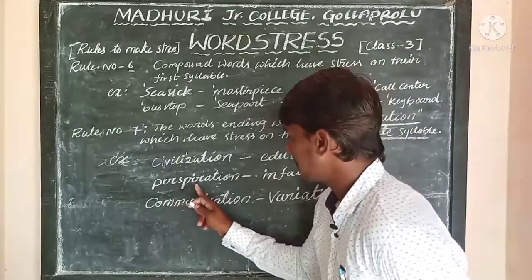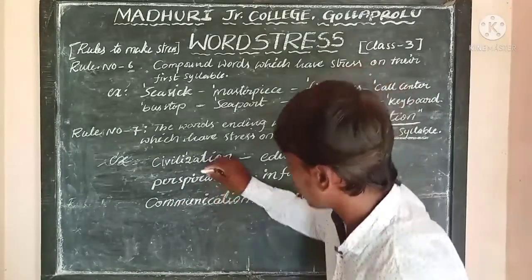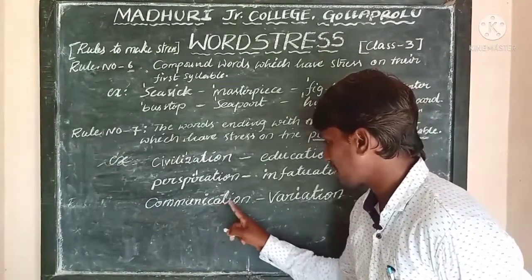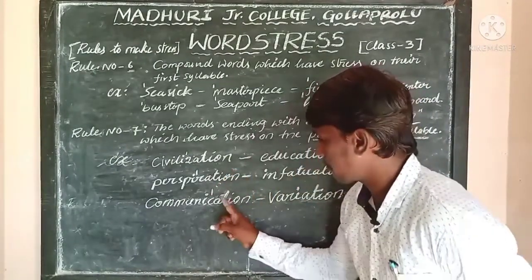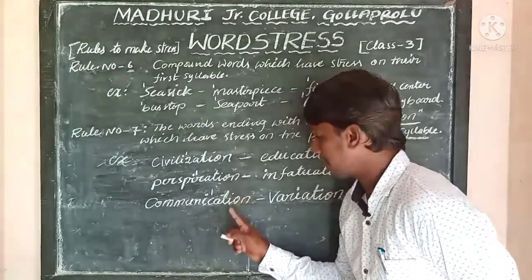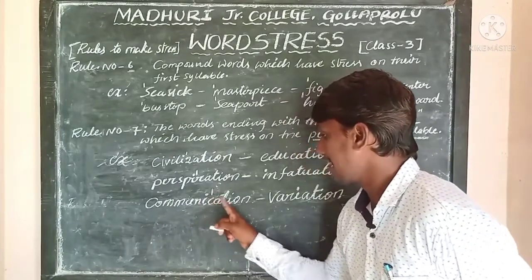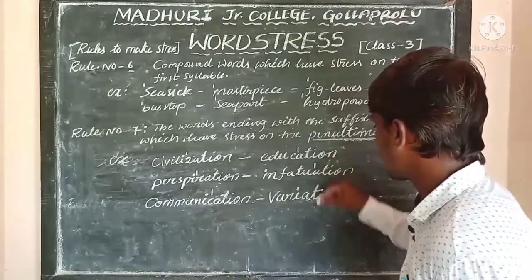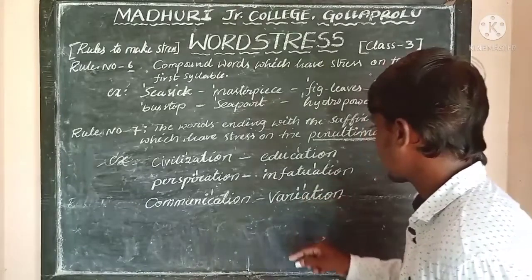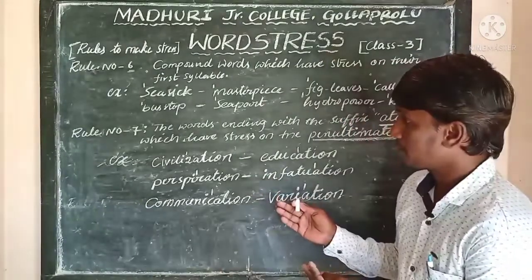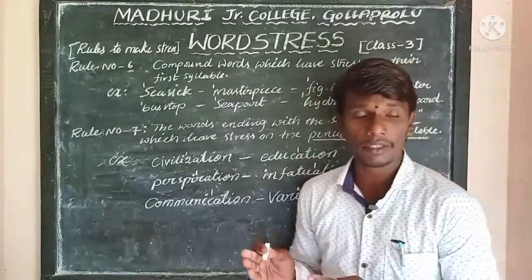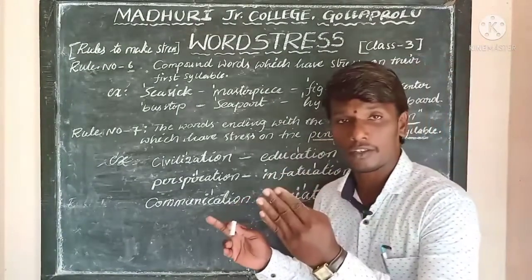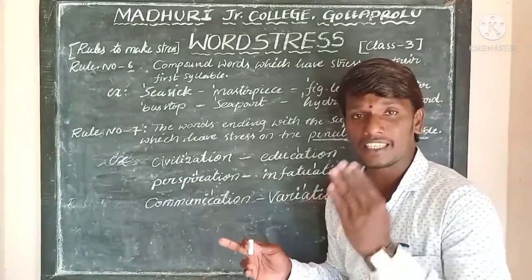Okay, next, perspiration. Perspiration, ra-shun, so from last, the second syllable is ra. Next, communication, ka-shun, so the stress is on the second syllable from the last. From the last onwards, we need to count the syllable from the second onwards. So here, ka. And now, education. And next, infatuation, and finally, variation. These are the examples of words ending with the suffix ation. If the word ends with the suffix ation, stress is on the second syllable from the last.